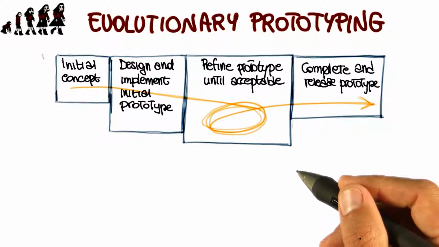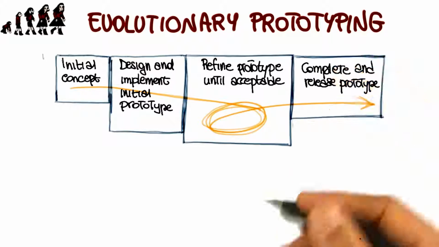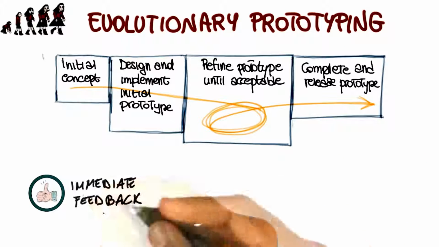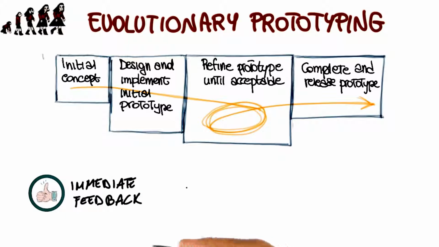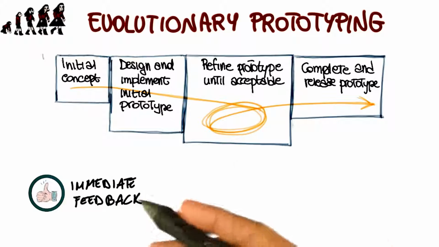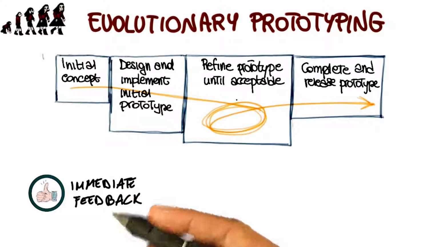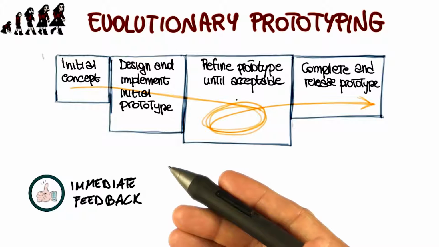So let's discuss, as we did for the previous process models, what are the main advantages and disadvantages of evolutionary prototyping. In this case, the main advantage is the immediate feedback. Developers get feedback immediately as soon as they produce a prototype and they show it to the customer. And therefore, the risk of implementing the wrong system is minimized.